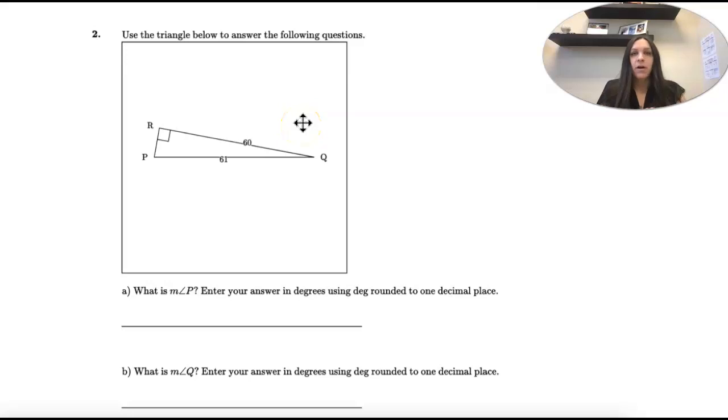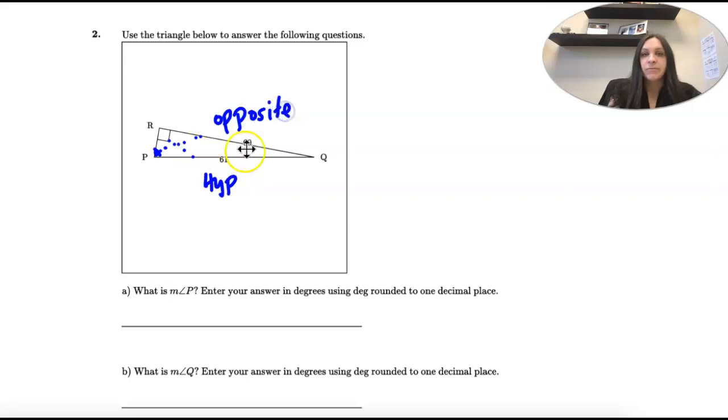Alright, so we have a triangle, and we're trying to find the measure of angle P. So we're going to enter our answer in degrees because it's an angle. We happen to know 2 side lengths. So I'm looking at this triangle. We want to label our side lengths. So across from the right angle is the hypotenuse, and across from the angle is the opposite side. Okay, so we know the opposite and the hypotenuse, and we're going to use that to find the angle.